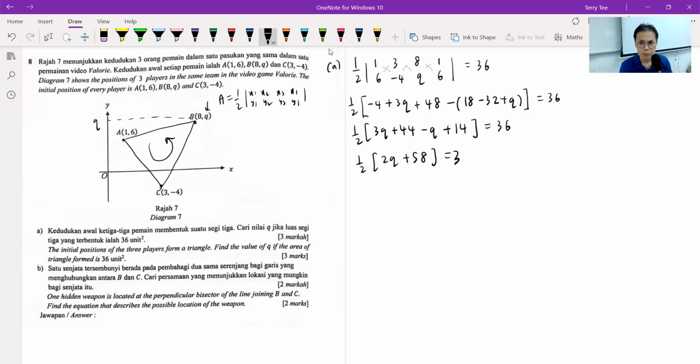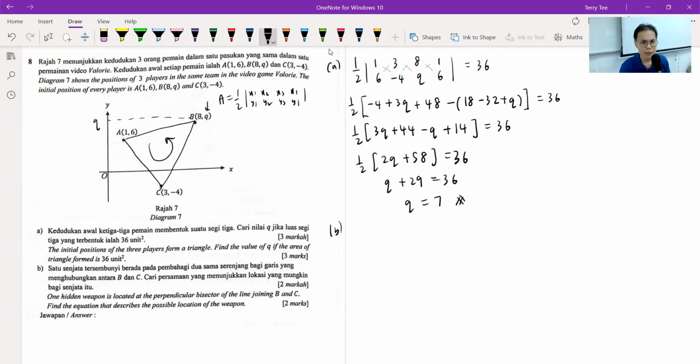You can choose to multiply the half over, 36 times half, but I can see that this is going to be divisible by 2. So I half it straight away. Half times 2Q is Q. Half of 58 is 29 equals 36. 36 minus 29, Q is just 7. Okay, first part, not difficult.